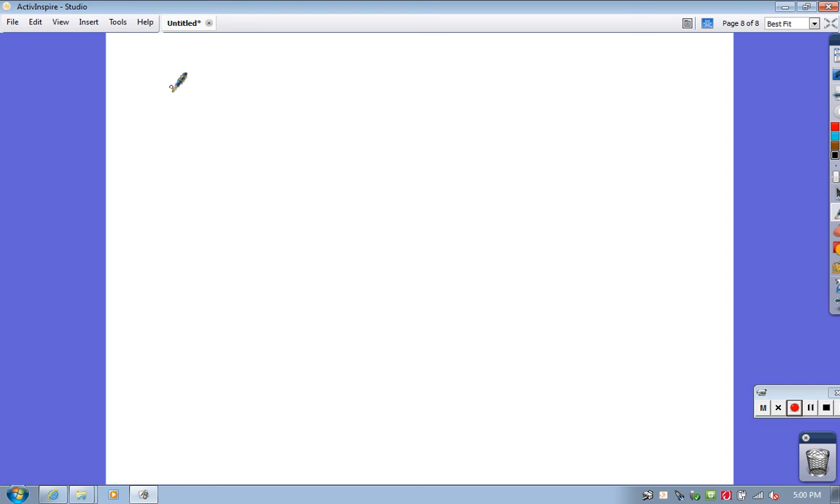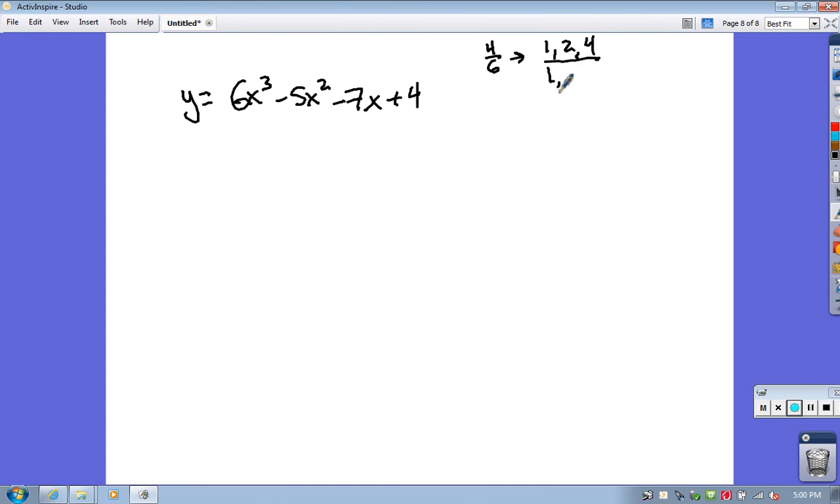So let's think about if we had y equals 6x cubed minus 5x squared minus 7x plus 4. We've got to find all the zeros on that. First off, what are all my potential zeros? They'd be the factors of 4 over the factors of 6. So it's not really 4 over 6. It's all the factors of 4, which would be plus or minus 1, plus or minus 2, plus or minus 4, over all the factors of 6, plus or minus 1, plus or minus 2, plus or minus 3, plus or minus 6. A lot of possibilities, but those are my only potentials.